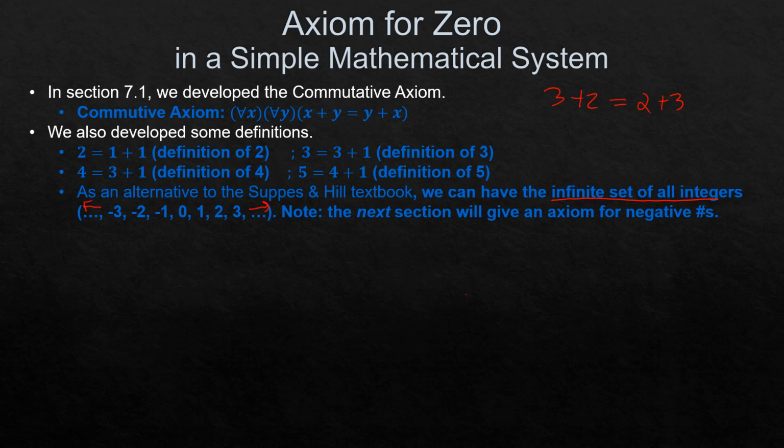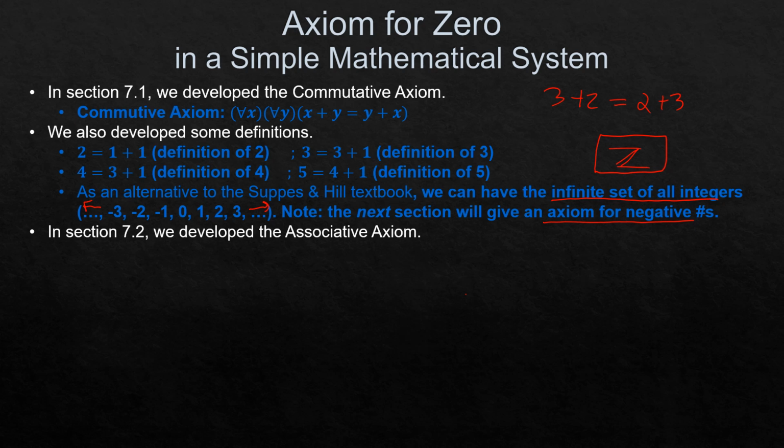But in fact, in the next section of the textbook, we will develop an axiom for negative numbers. So we can think about not just the definition of a few numbers, but we can think about a set of all integers, and that's a set of infinite numbers. And when we do that, we actually will have in abstract algebra a so-called group.